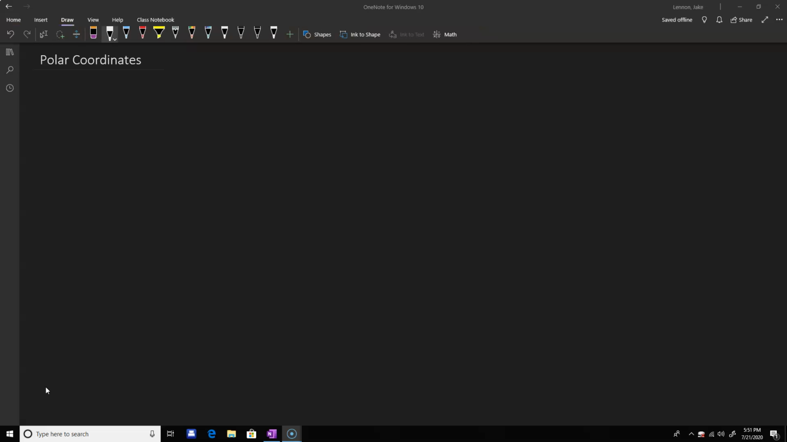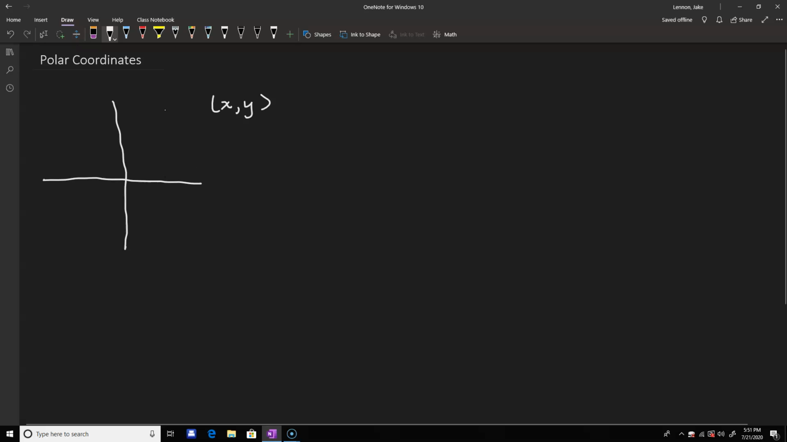So let's just recall the old system that we use, the Cartesian system or rectangular system. In this system you have a horizontal component, the x component, and the y component defining every single point in the plane. So if you have a particular point, it's defined by its horizontal distance from the origin and also its vertical distance, the y component. This is the Cartesian or rectangular method of identifying points in the plane.